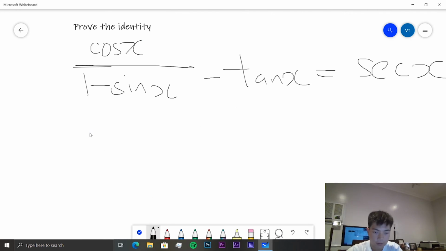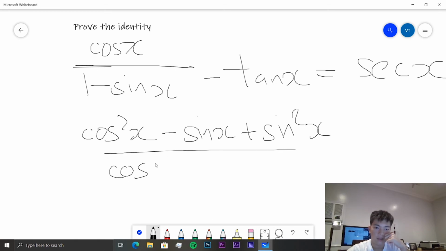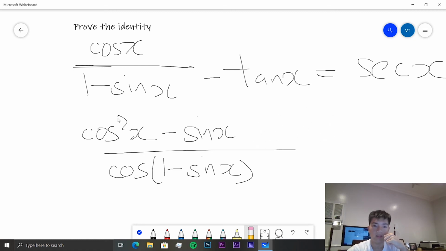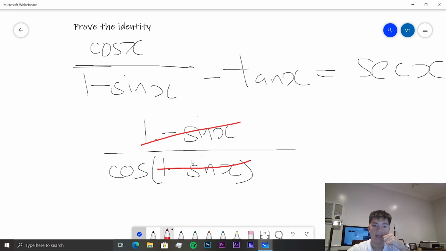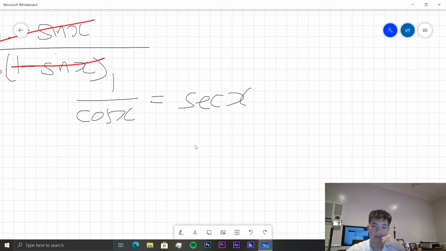So we have cosine squared x minus 1 times sine x plus sine squared x, all over cosine times 1 minus sine x. And of course, cosine squared x plus sine squared x is 1. So we have 1 minus sine x over cosine times 1 minus sine x. These two cancel out. So we have 1 over cosine on the left-hand side and 1 over cosine on the right-hand side, because 1 over cosine x is equal to secant x. That is the definition.